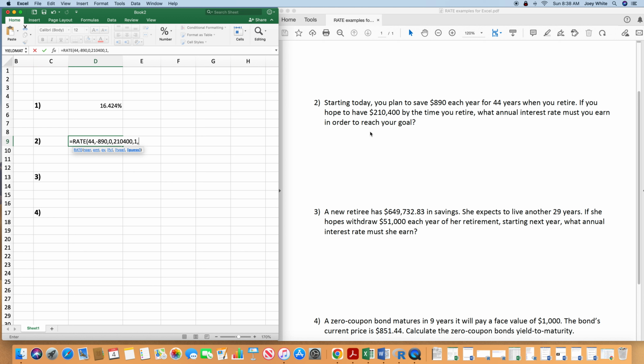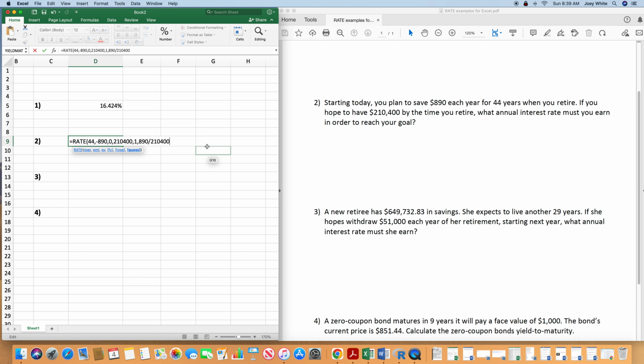And then the guess. A good guess is usually to take the payment and divide it by either the future value or the present value. That's usually a good way to guess. So in this case, you can just do 890 divided by 210,400, right? You don't actually have to take the ratio and then put it in. You can actually just do that math in there. That slash sign right here denotes a division sign, okay?